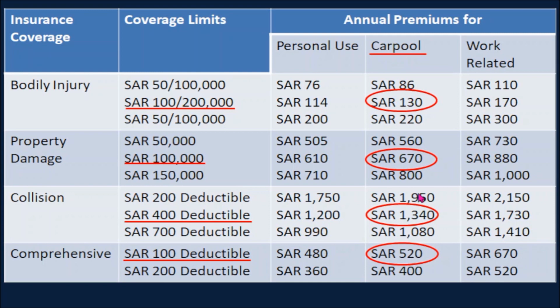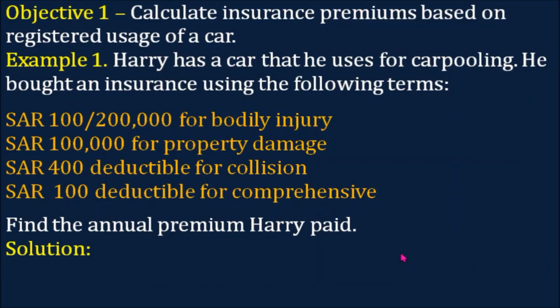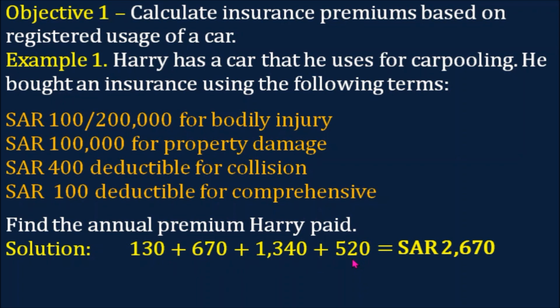Now, all we have to do is to add these amounts. So, it was 130 for the bodily injury, then it was 670 for property damage, then 1,340 for collision, and 520 for comprehensive. So, the sum of these four amounts is 2,670 SAR.